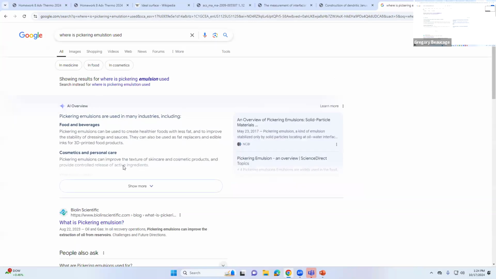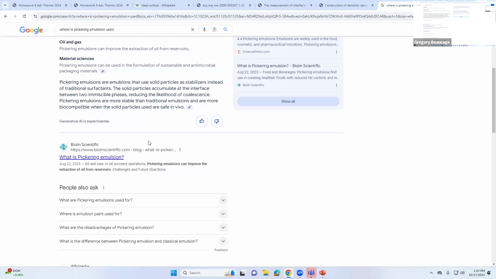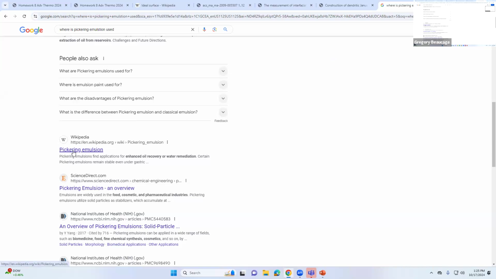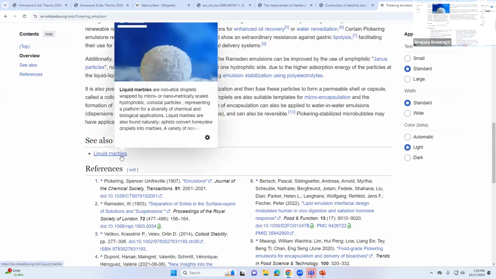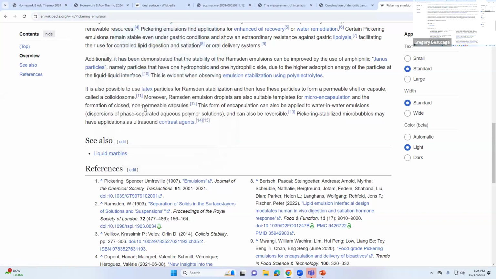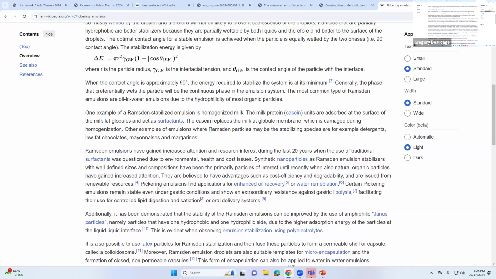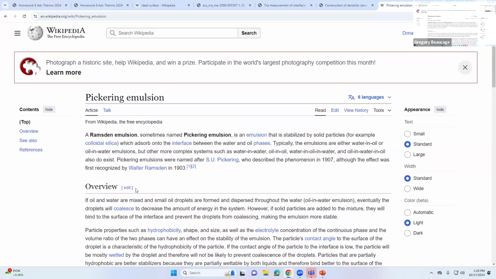Let's see if it says where it's used. Food, cosmetics, pharmaceuticals, oil and gas. I guess it's used all over the place. But they don't give it, I'd like to see a specific example, not generally food, like liquid marbles. That looks interesting. I don't really know of a particular example of a Pickering emulsion, but in research, people use it all the time, or they talk about it all the time.